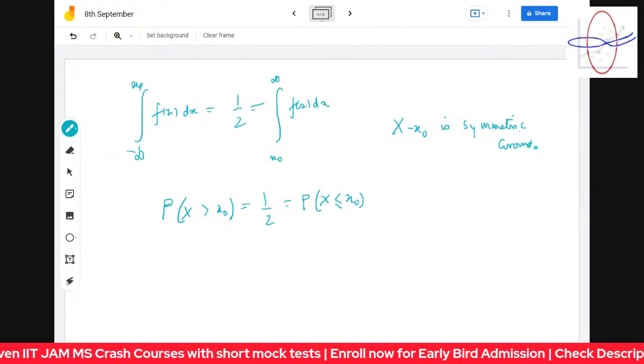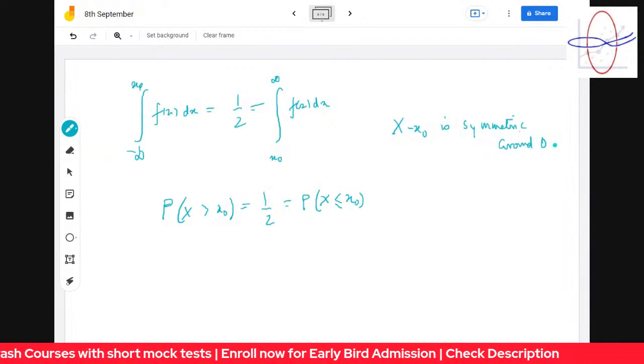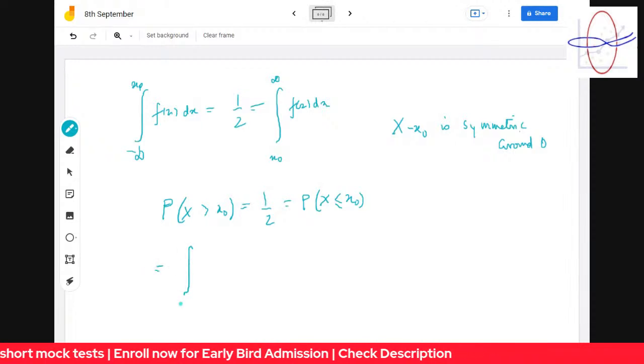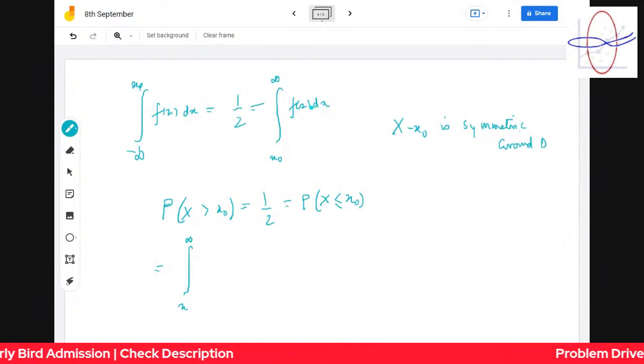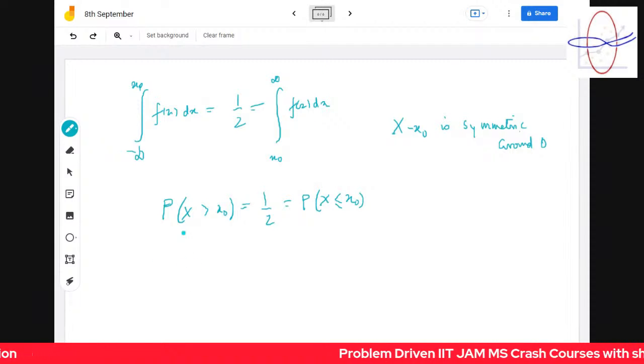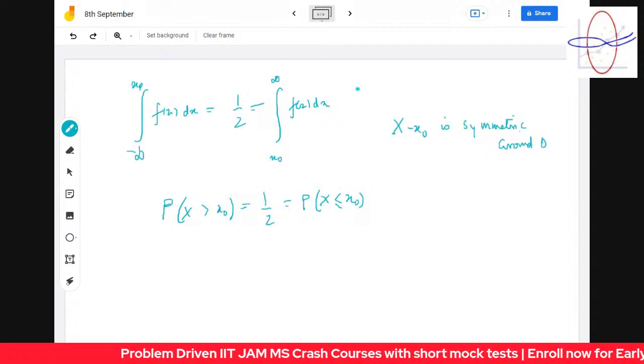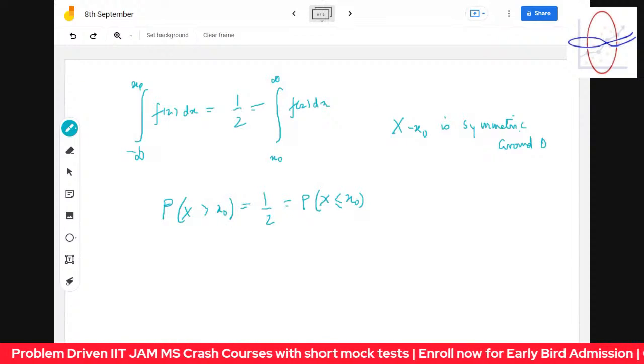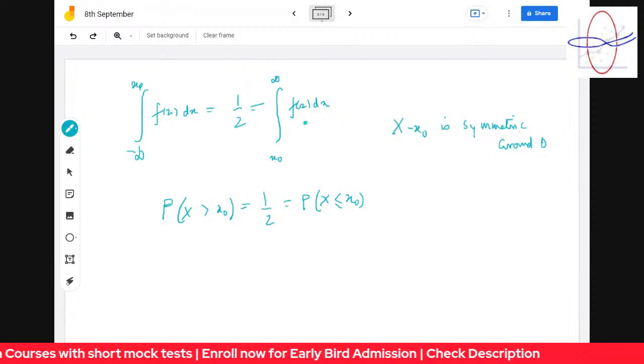So that's the basic idea. This is really easy because it's the integration from x naught to infinity, and this is exactly this integration, which is equal to half. It's very easy to understand because of the symmetry. Why is this true? Because you can prove mathematically that f of x naught plus z is equal to f of x naught minus z. So these two are the same, same sides.